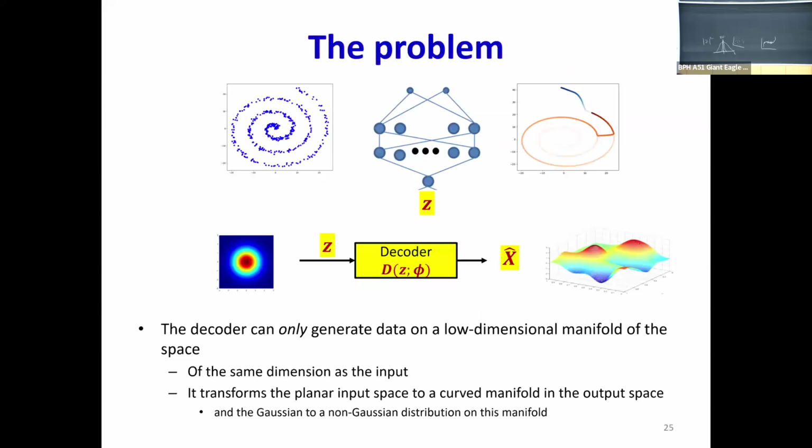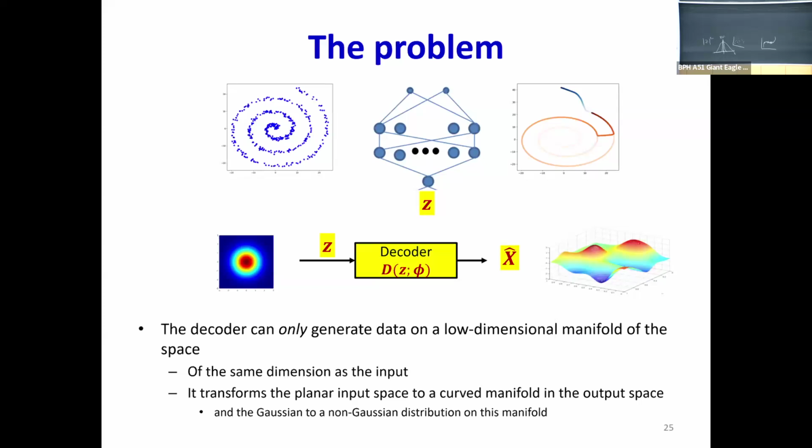So back to the drawing board, right? The decoder can only generate data on a low dimensional manifold of the same dimension as the input to the decoder, right? Now, here's a different way to think about it. We saw this in the last class. What does the network do? It starts with this flat surface that we've got, which is the input, and keeps twisting and turning and warping it and putting it in higher dimensional spaces. And the dimensionality of the space doesn't ever increase.